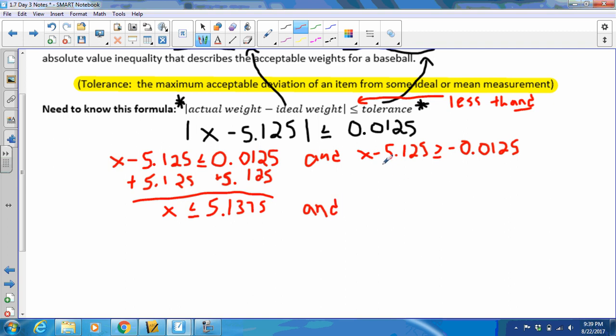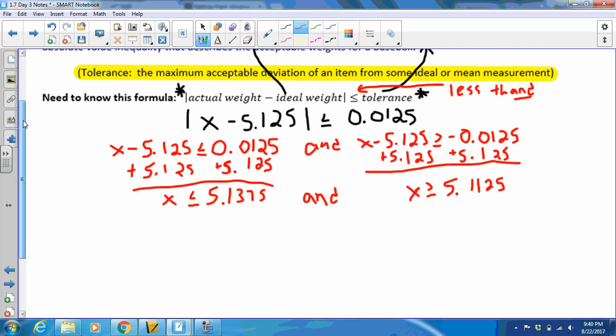Now we do the same thing on the other side. We add 5.125 on the second inequality. So x is now greater than or equal to, and this is a negative, so we're doing negative 0.0125 plus 5.125. When you plug that into the calculator, you should get 5.1125.